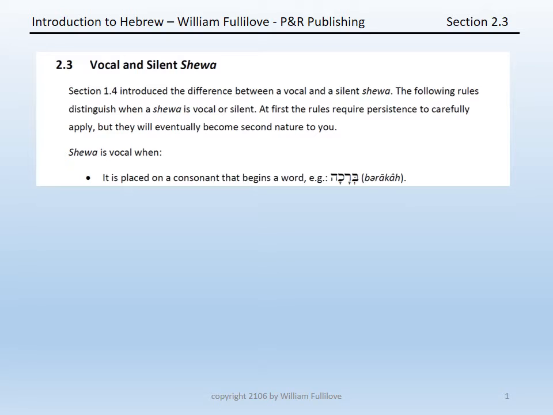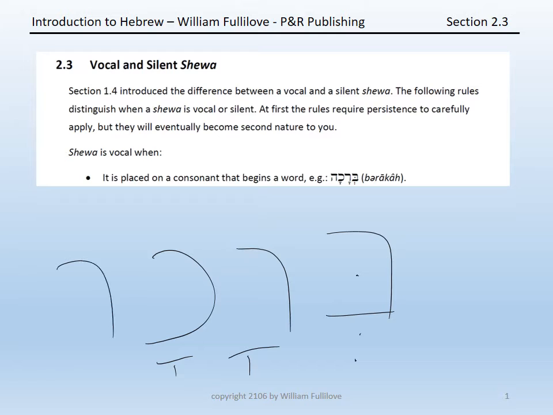First, then, that means that a schwa is vocal when it is placed at the beginning of a word, when it is placed on the first consonant of a word. So in Hebrew, b'ra'ka, the schwa on the bet must be vocal because otherwise the b, which begins a consonant, would have no vowel sound.